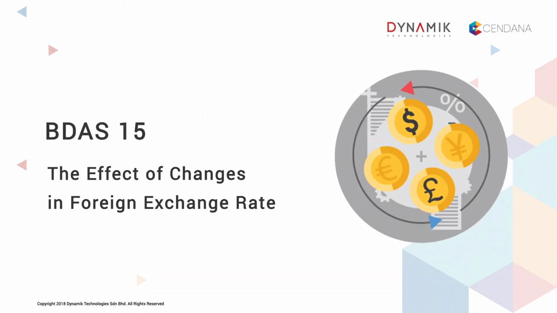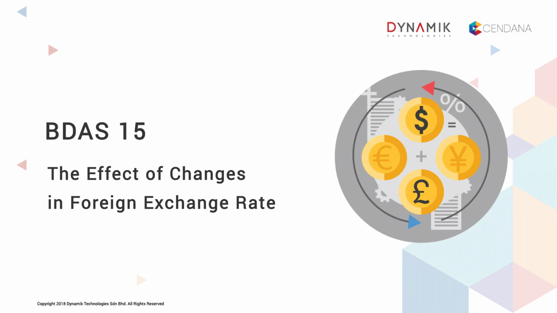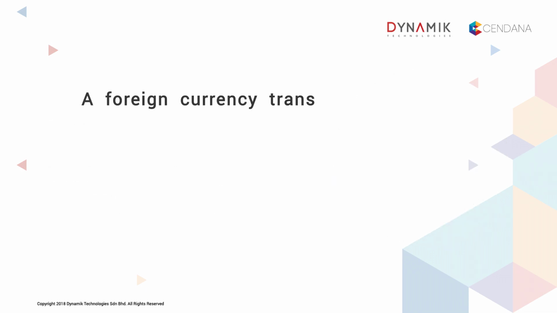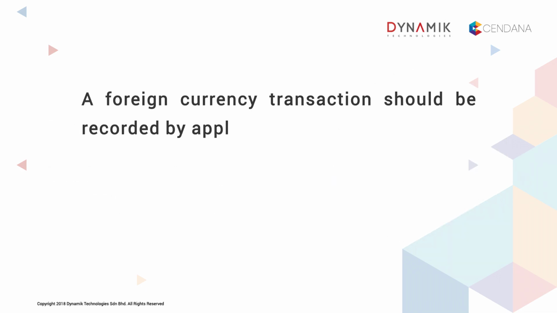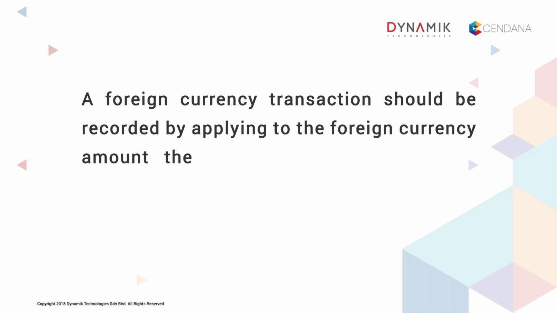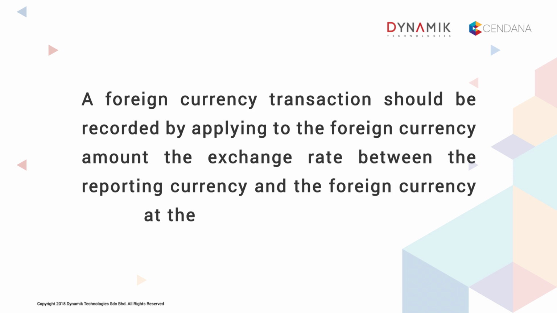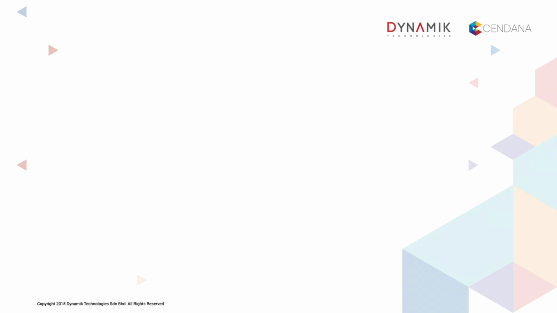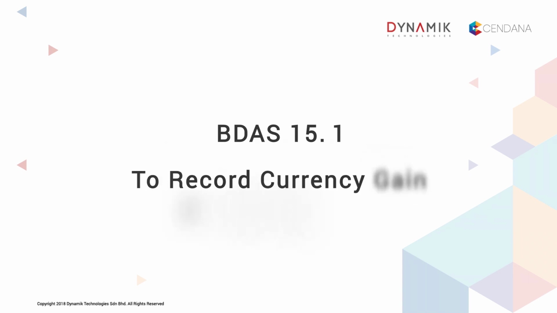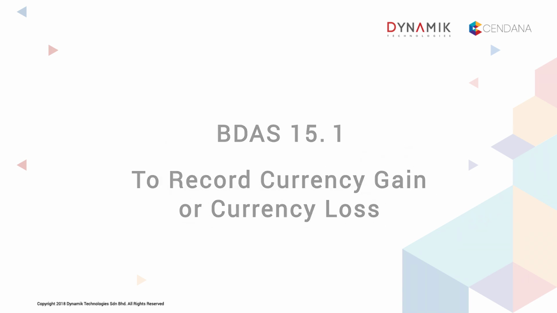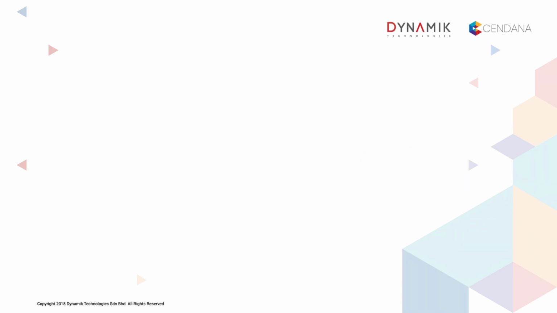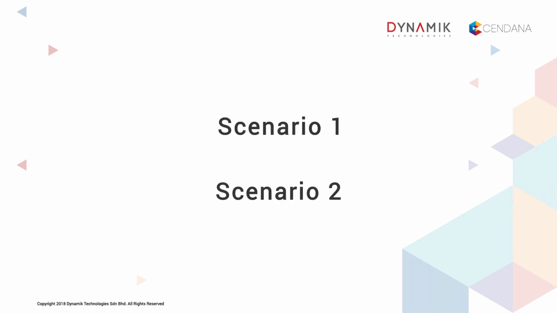BDAS 15, the effect of changes in foreign exchange rate, is defined as: a foreign currency transaction should be recorded by applying to the foreign currency amount the exchange rate between the reporting currency and the foreign currency at the date of the transaction. To further understand the module, let's go through one sample scenario, which is to record currency gain or currency loss. In order to record either, users must have two different scenarios.